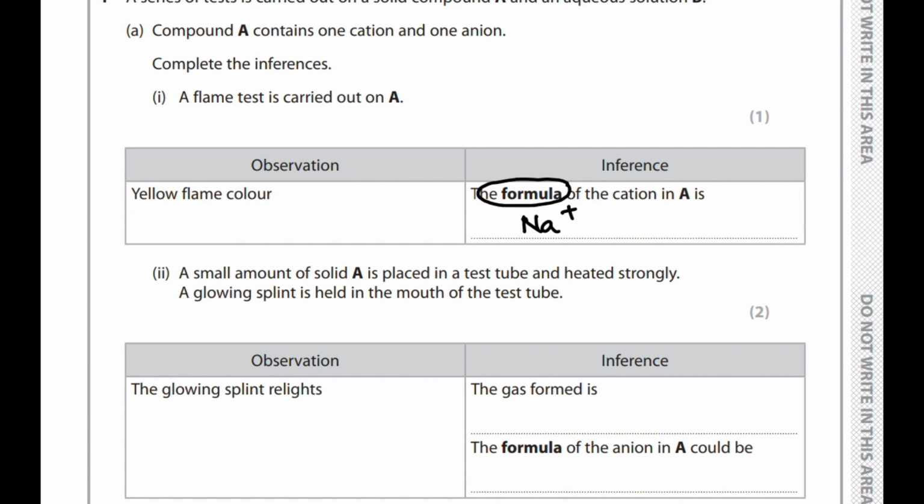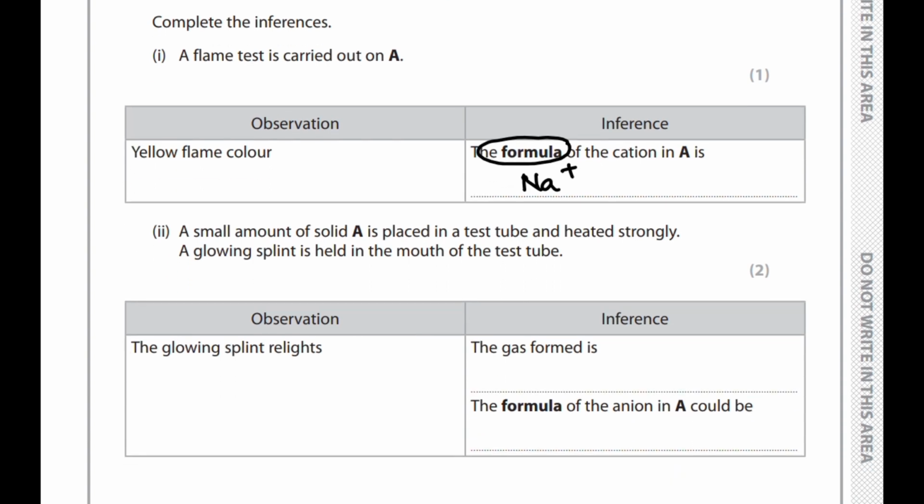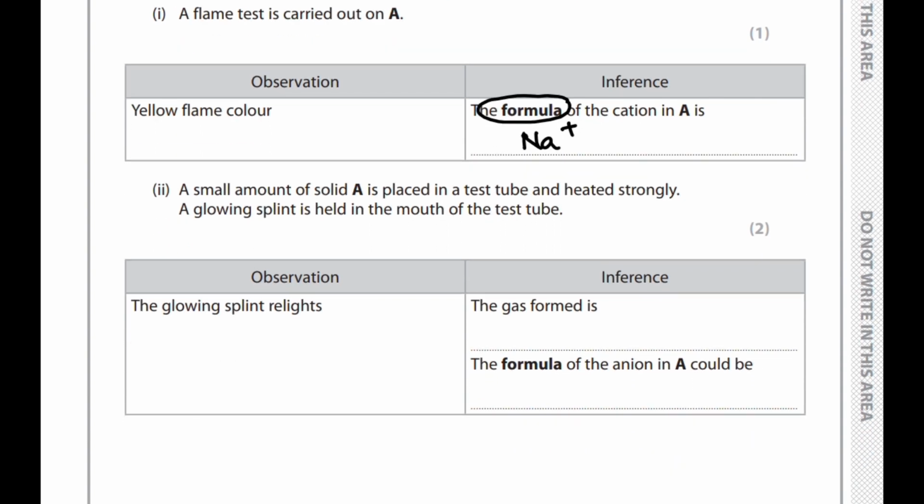Please be very careful about this, because UG students write the name and they get 0 because they have not mentioned the formula. The glowing splint, the gas is formed, the formula of the anion. When solid A is heated strongly, a glowing splint is held in the mouth of the test tube, the gas formed. So the glowing splint relights. So the gas formed is oxygen.